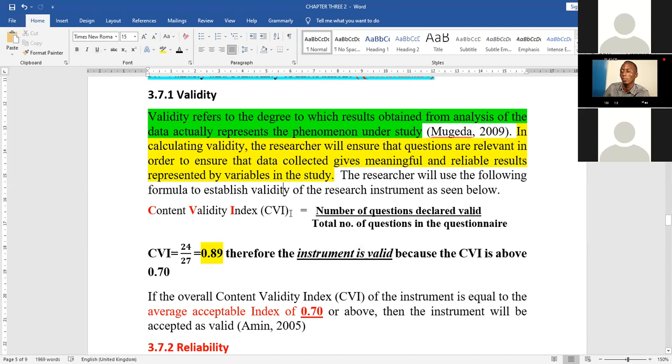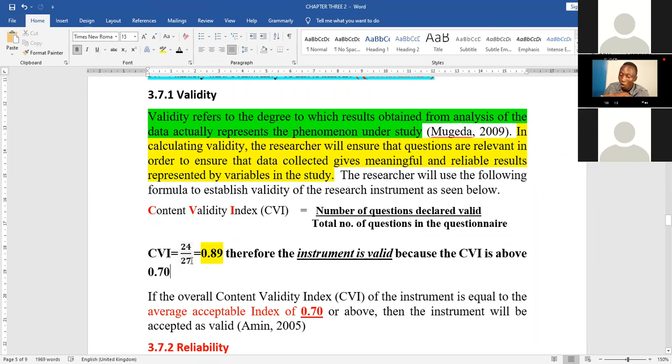For the CVI, you say the number of questions declared, 24 and 27. What does it stand for? Okay. Now, we are assuming that we already have our questionnaire. I think you know how a questionnaire looks. A questionnaire contains a list of questions that you are going to give to the people in the field, the one that you are going to distribute to the people so that they can fill in. That is a questionnaire. And that questionnaire has a number of questions; if you count all of them, there are how many? There were 27. I'm just using this as an example.